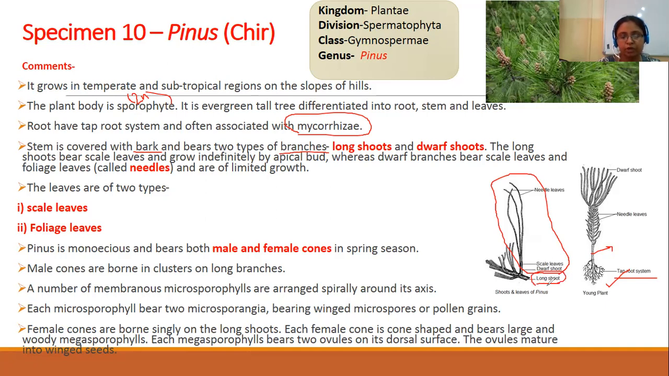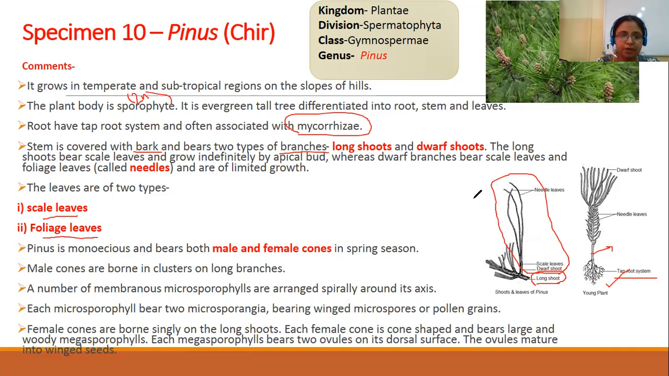They can grow up to any length. Their growth is unlimited, that's why they are called long shoots, and they generally have scale leaves on them. Right. So here you can see two types of leaves. You can see the scale leaves, as well as the foliage leaves. Here you can see the needle-like leaves.